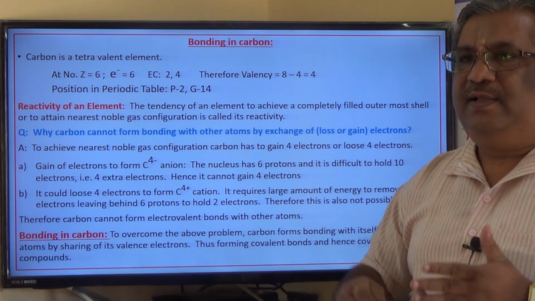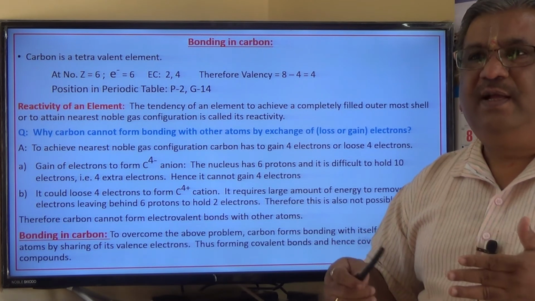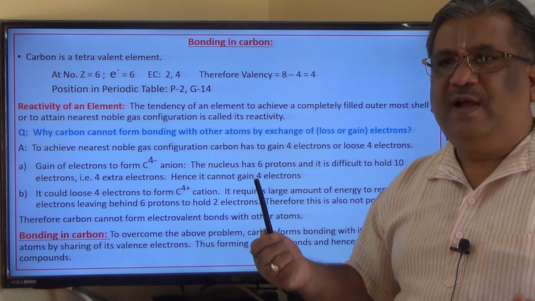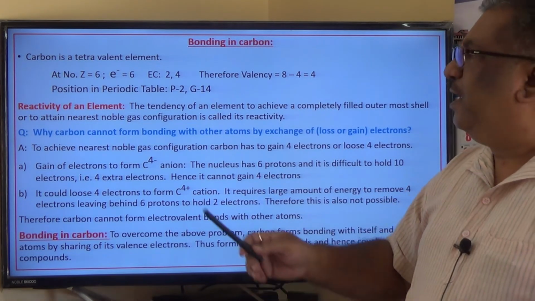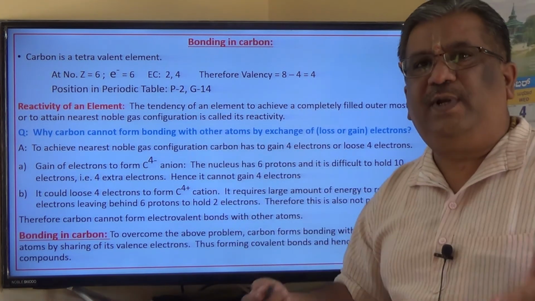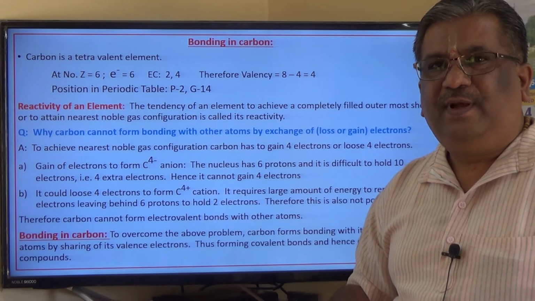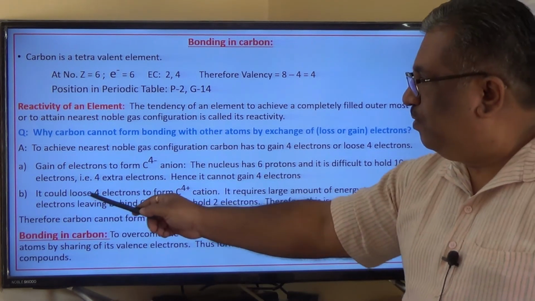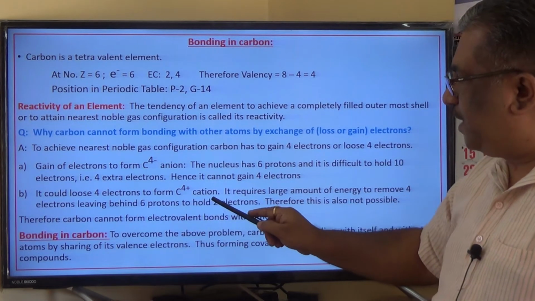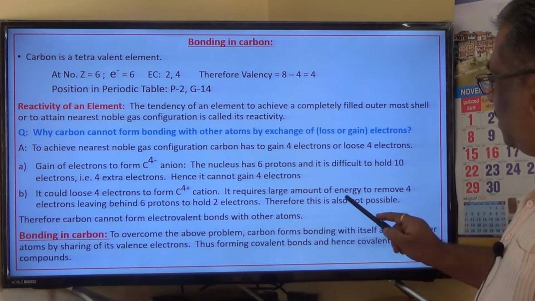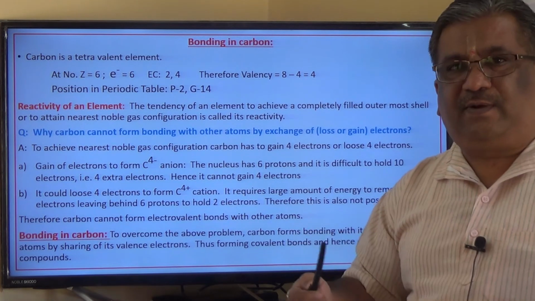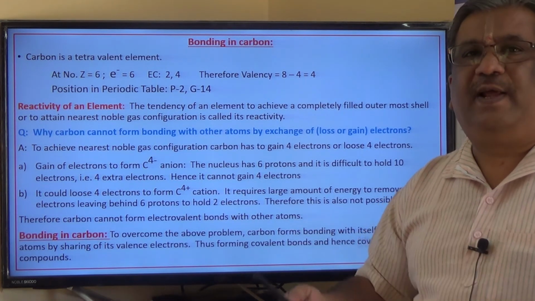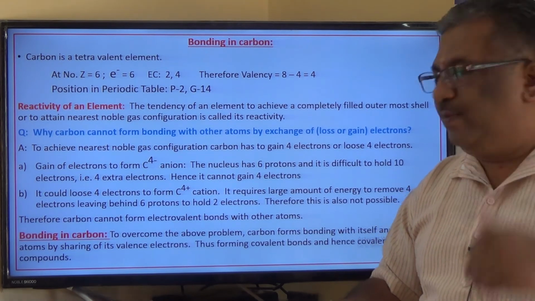First of all, the energy requirement is so high that it is not possible to remove 4 electrons. You got it? And there are 6 protons. Can those 6 protons hold only 2 electrons in place? That's also a question. And therefore, it could lose 4 electrons to form C4 plus cation. It requires a large amount of energy to remove 4 electrons, and hence it is not possible for carbon to lose 4 electrons and form an ionic bond once again.